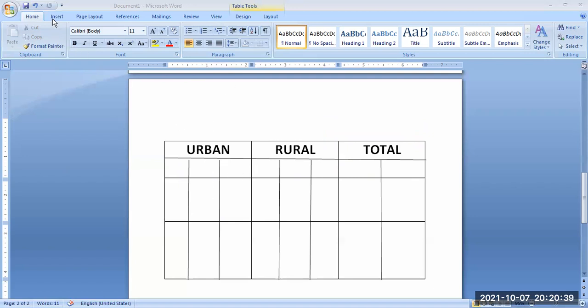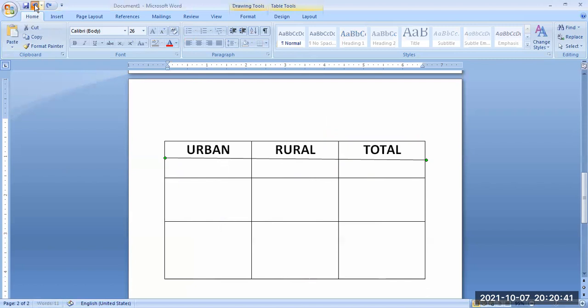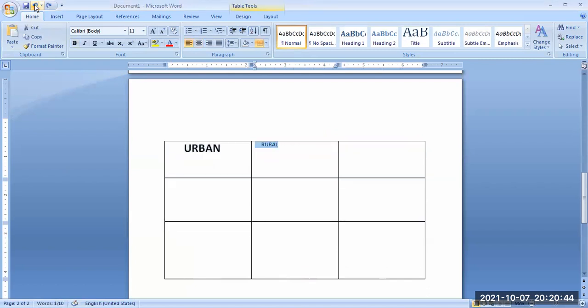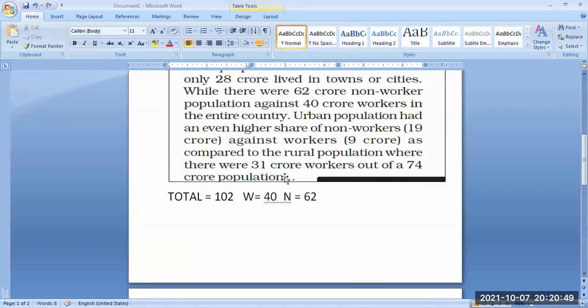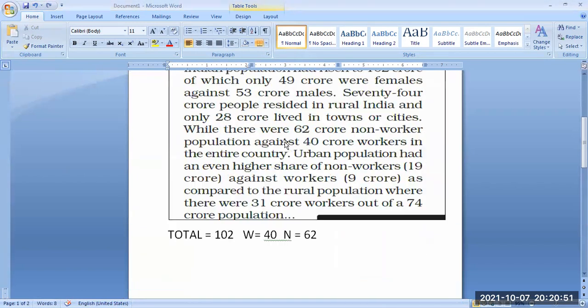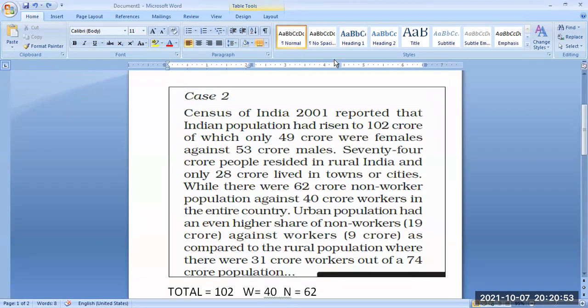So what I will do is, now you come to this. See, total population is 102 crores. Is it clear? Did you understand, 102 crore total population? Forty crore workers are there in the entire country. So in 102 crore population, 40 are workers. Remaining 62 are non-workers. Is it clear to you?